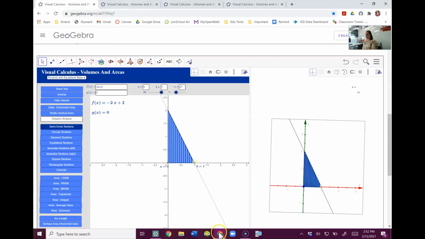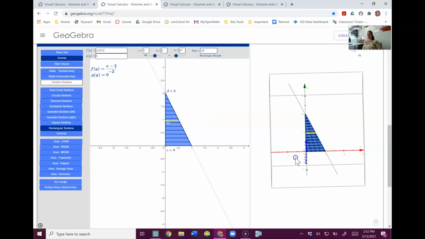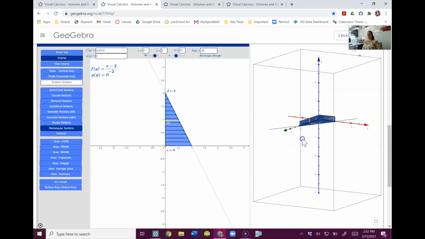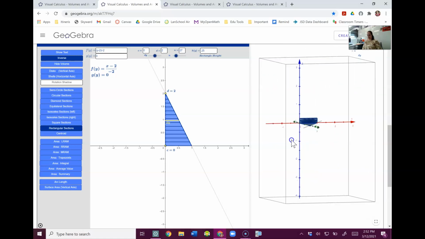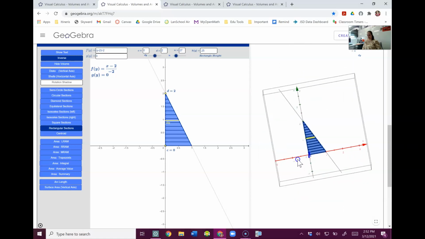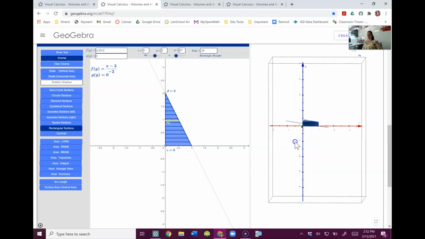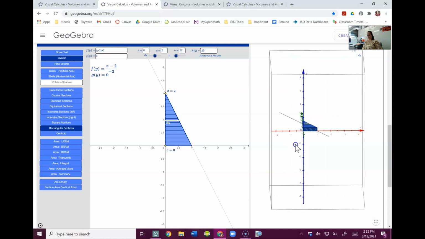So to visualize this, here's our triangle shape. I have this set to rectangles. You'll see that my rectangles go perpendicular to the y-axis. Let me tilt this so we can visualize. All those rectangles have a height of 1/4. So there's my 3D object we can start to visualize.